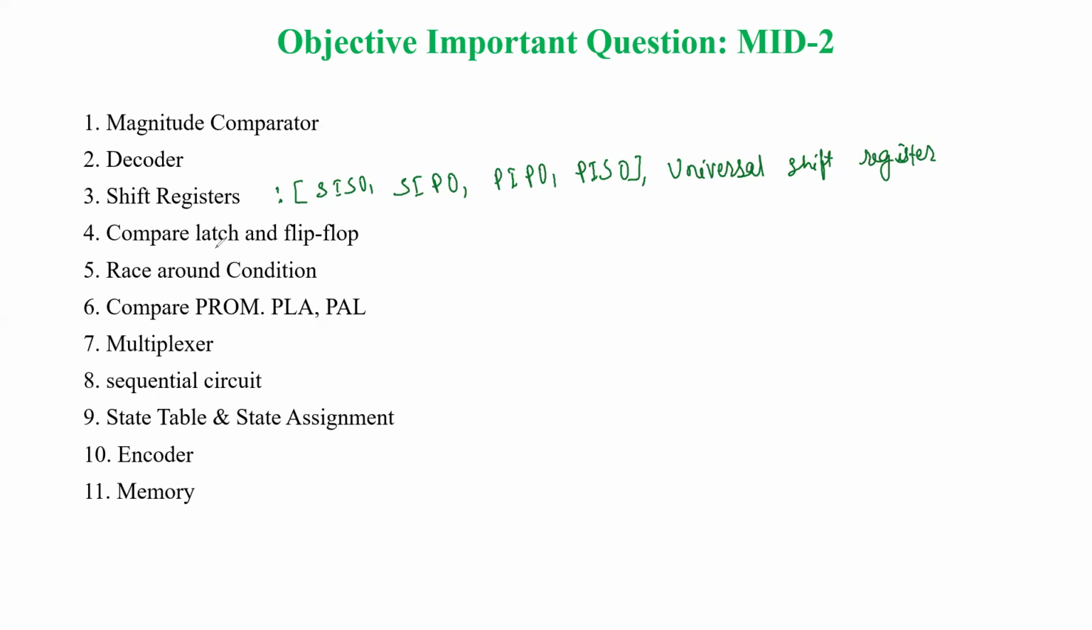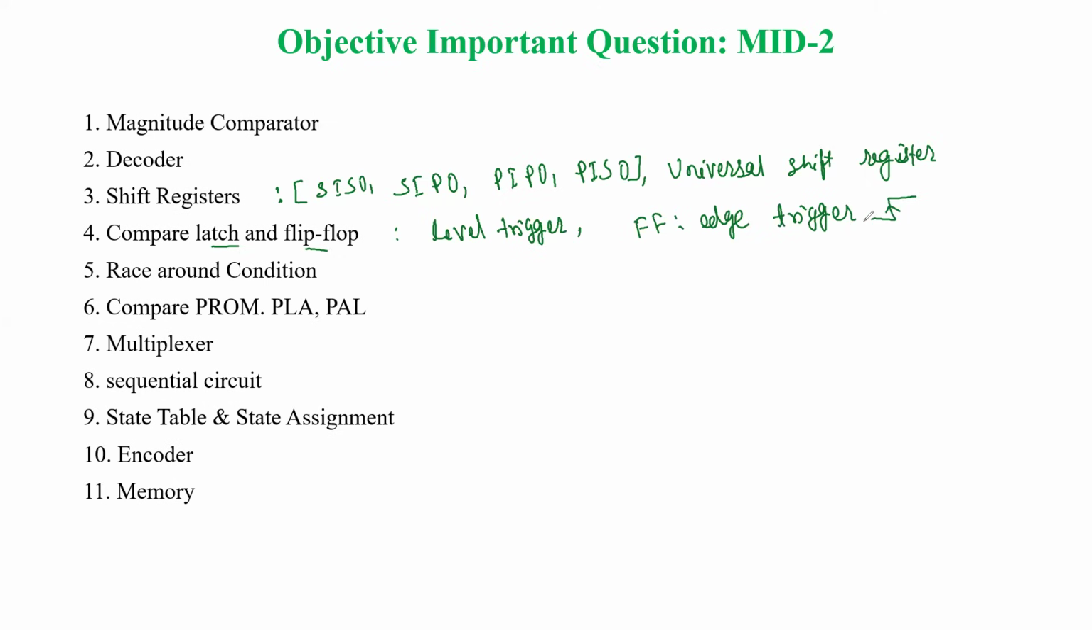Next, we have compare the latch and flip-flop. This is a very, very important question for the internal as well as external exams. Latch is what? It is a 1-bit storage level trigger device. L for latch, L for level. So it is a level trigger device, and it is of asynchronous type, whereas the flip-flop is an edge trigger 1-bit storage device. In case of flip-flop, we can have positive edge trigger and negative edge trigger.